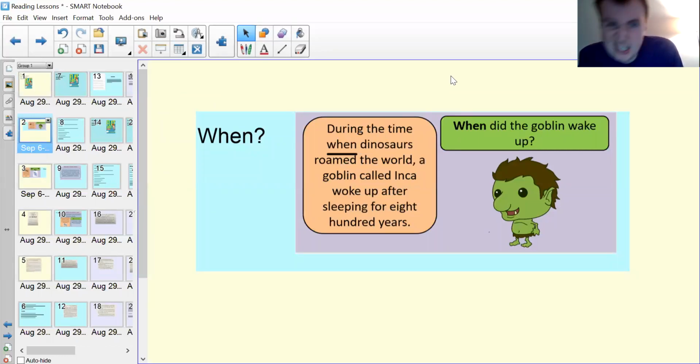I've been quite nice here, and I've already underlined the key word that I found in the text. So now I've found it, what do I need to do next? Hopefully you've remembered that I now need to read around the text. So I'm going to read around when. During the time when dinosaurs roamed the world, a goblin called Inca woke up. So when did the goblin wake up? When dinosaurs roamed the world.